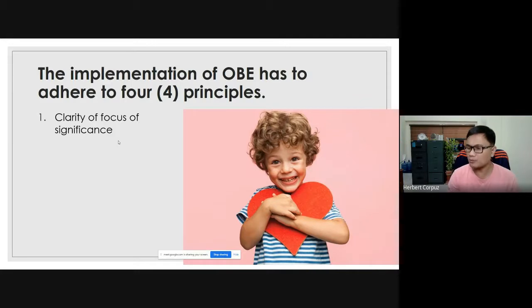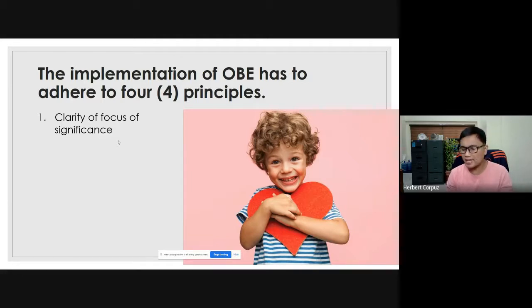When we say learning, learning is about development of the whole person. Development of the whole person, meaning to say, learning is about the cognitive development, balanced with psychomotor development and the affective development, or knowledge, skills, and values, or knowledge, skills, and attitudes. So there has to be a clear focus of significance.